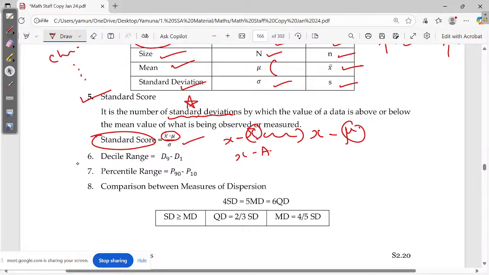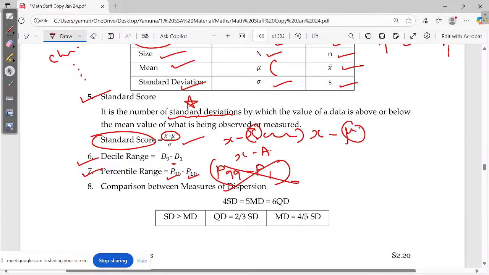Desired range, you remember? D9 minus D1. Percentile range? P90 minus P10. You should not write this as P99 minus P1. Please write this one and strike it out. It's not P99 minus P1. Instead, you have to take this as P90 minus P10.